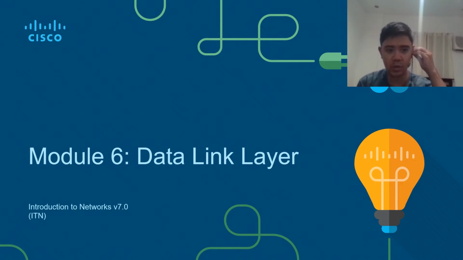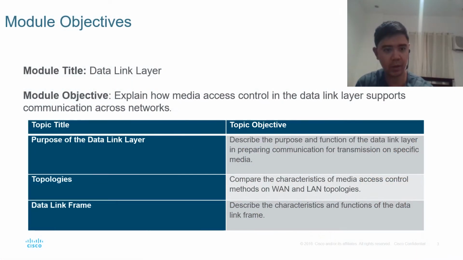So this is the discussion of Module 6 entitled Data Link Layer. In this module, we are to cover the functions and components of the data link layer. We look into some of the topologies that we have in a wide area network and local area network, and we'll discuss data link frames.